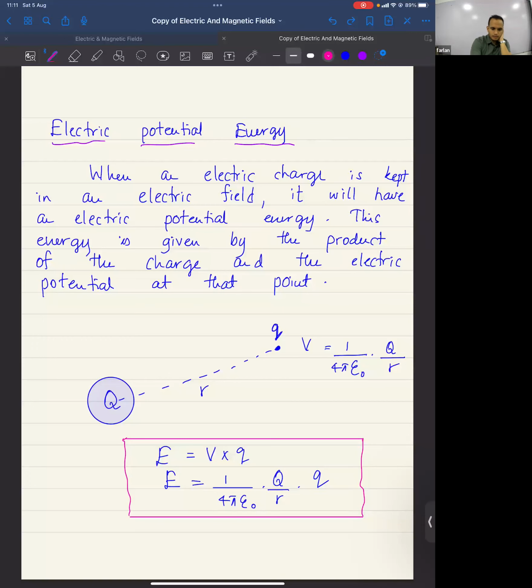Here this E is the electric potential energy, not the electric field strength.